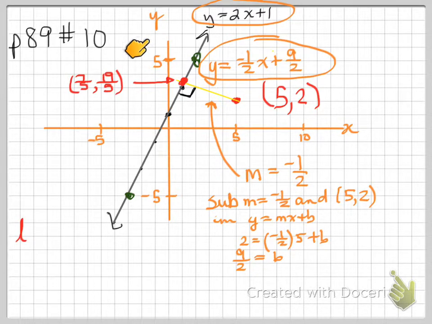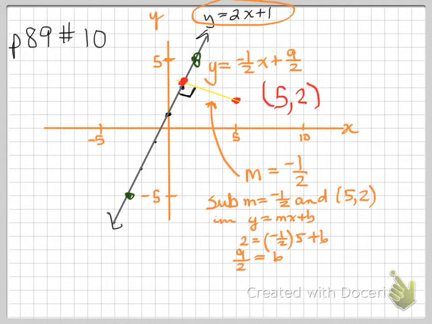Now, what is this point? It's (7 over 5, 19 over 5). Let's find out why. Let's actually do the math and come back to this page in just a minute. So we're going to come back to this page in a second. Move over. There we go.